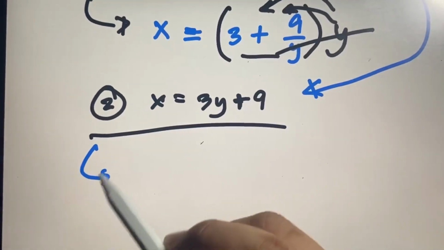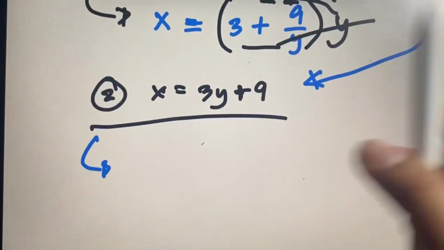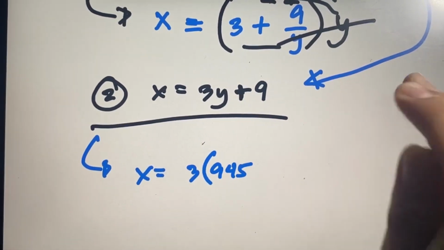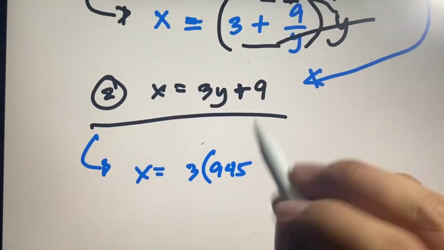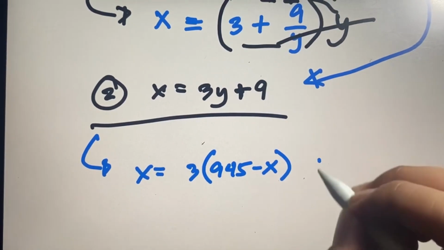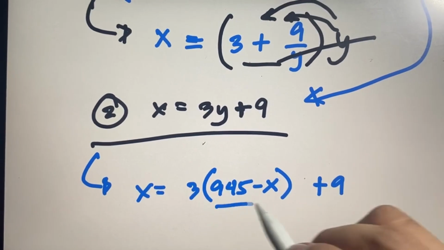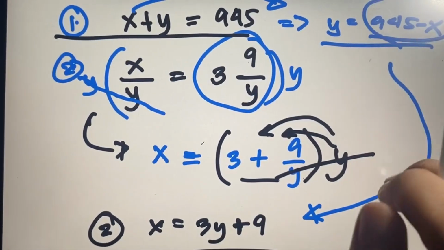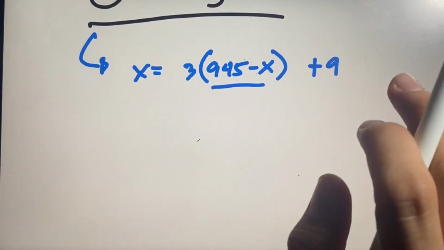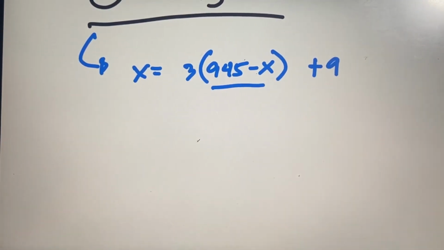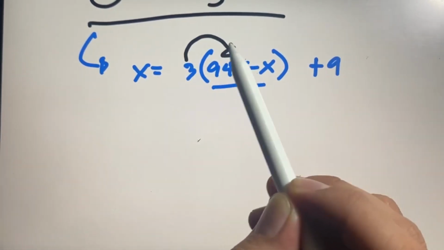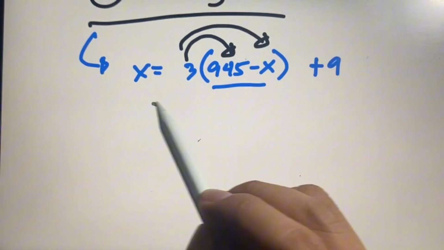So therefore, instead of using y here, we can have x is equal to 3 multiplied by 945 minus x plus 9. So this is our y originally, but we have used the substituted value, which is 945 minus x. As we proceed, we need to distribute that one, these 3, inside the values of the parentheses.